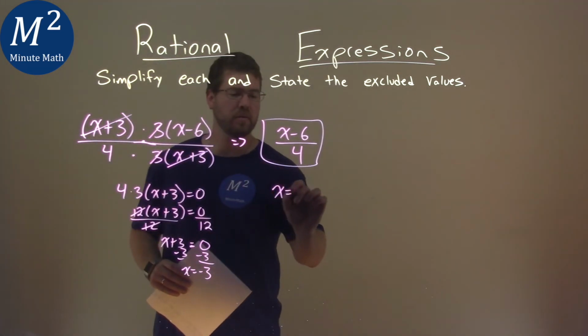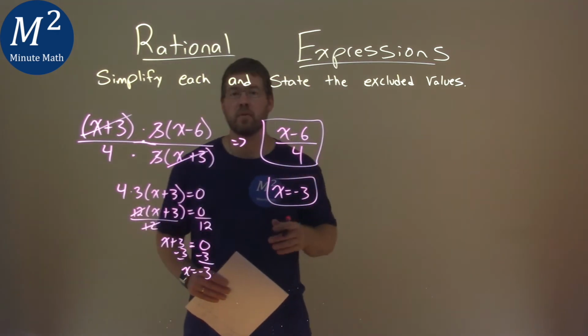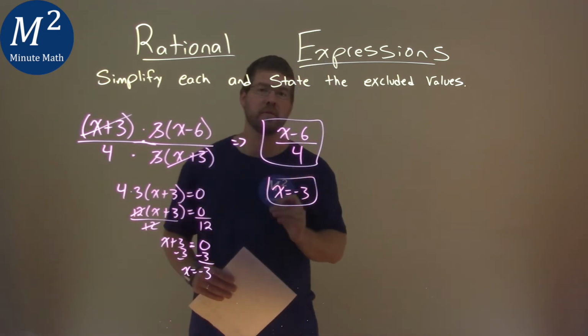And so, our final answer here is x minus 6 over 4 as our simplified expression, and negative 3 is our excluded value.